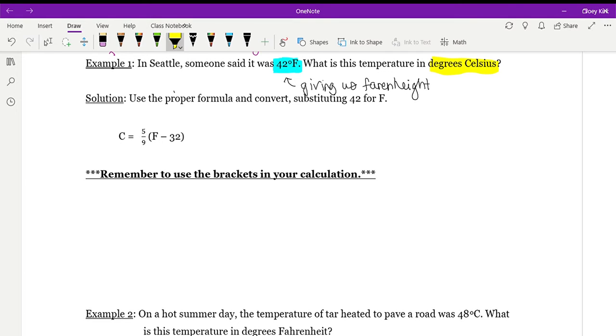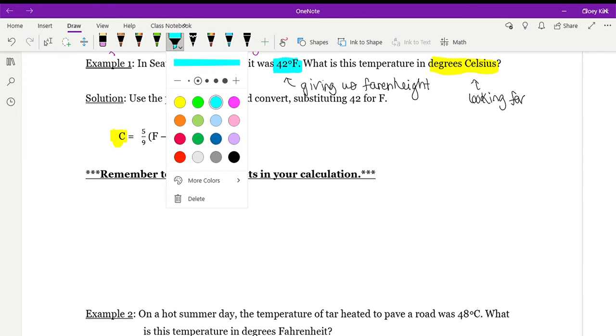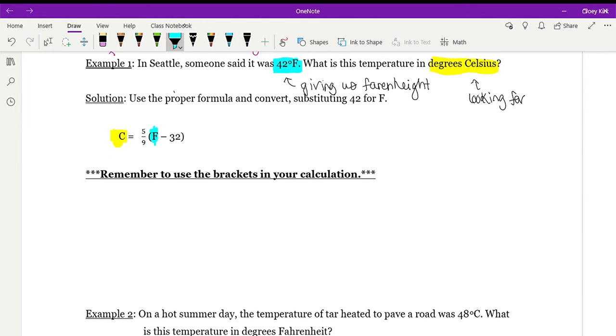So we have to pick the correct formula, which would be this one, C for Celsius, that's what we're looking for, okay, is equal to, so Celsius is what we are looking for. So C is equal to 5/9 times F minus 32. It's really important to note that we have brackets. I already mentioned there's brackets in this formula, so you have to make sure you pay attention to BEDMAS.